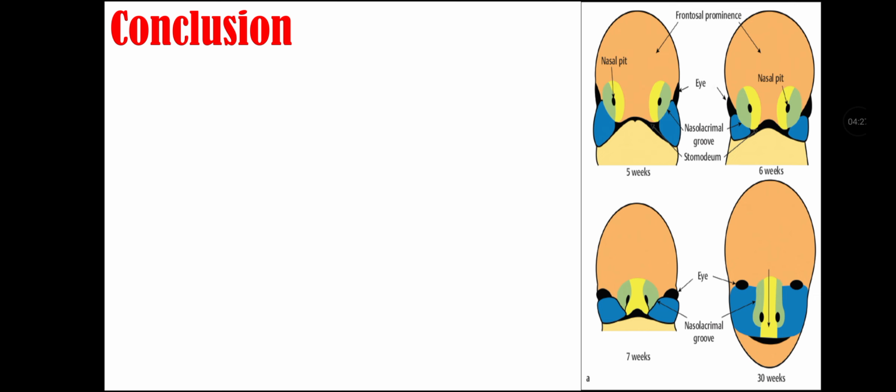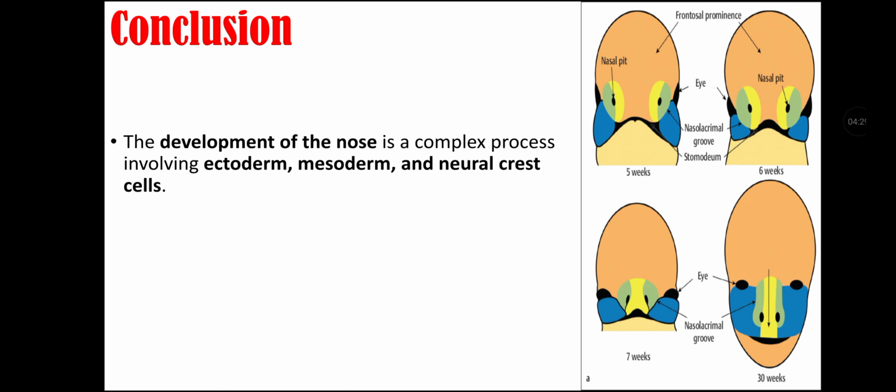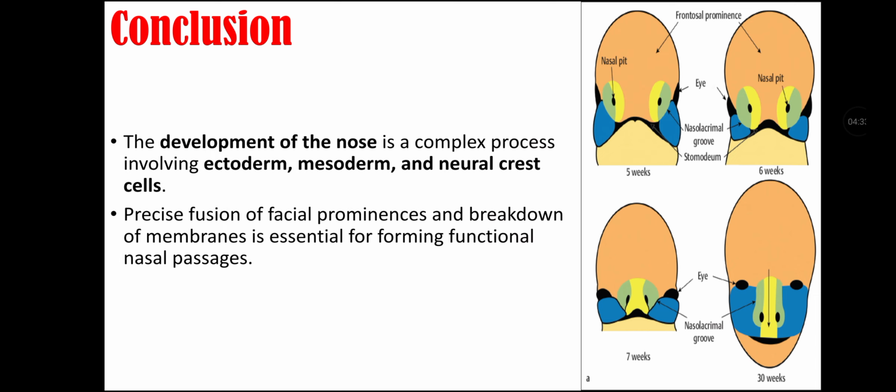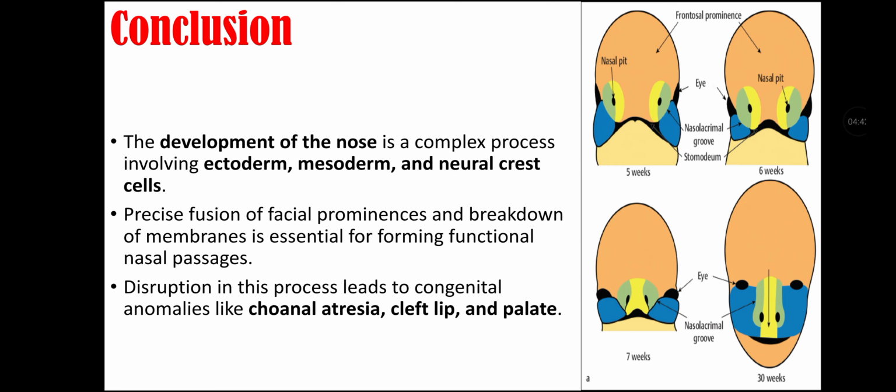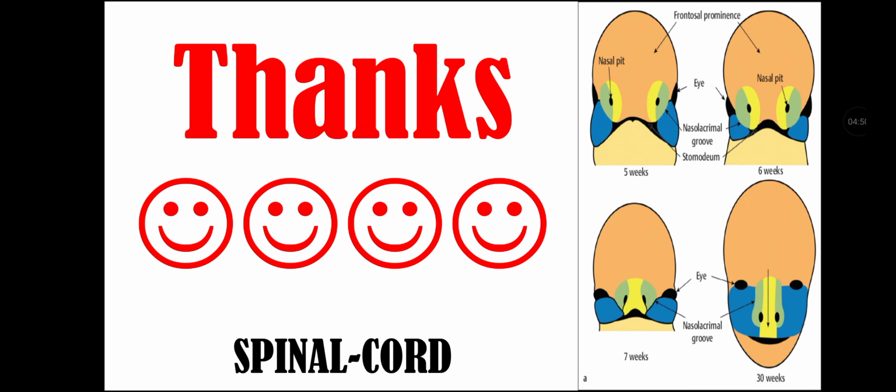Conclusion of this lecture video. Development of nose is a complex process involving ectoderm, mesoderm and neural crest cells. Precise fusion of facial prominences and breakdown of membranes is essential for forming functional nasal passages. Disruption in this process leads to congenital anomalies like choanal atresia, cleft lip and palate. And this was all about nose development.